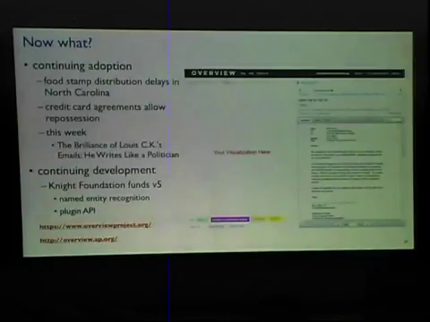So people continue. There are some stories on food stamps and credit card repossessions. Just this week, a story on Louis C.K. email a couple of days ago. The Knight Foundation has continued, and they're going to fund version 5 for things like naming entities and extracting them, and even a plugin API. So this is actually live. You can go ahead and play with it.